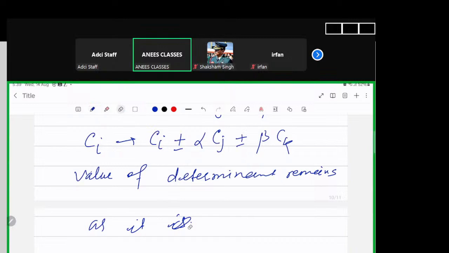Understood? Yes, sir. Now I have finished properties of determinant. Call the Sagars. Tell him that. Face the handbook for me.